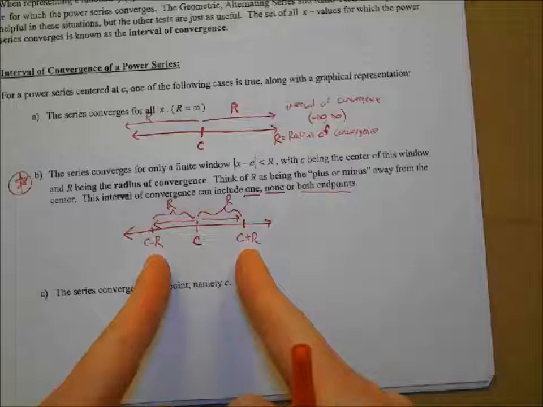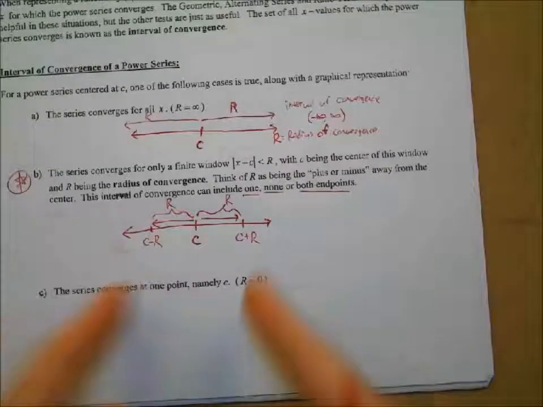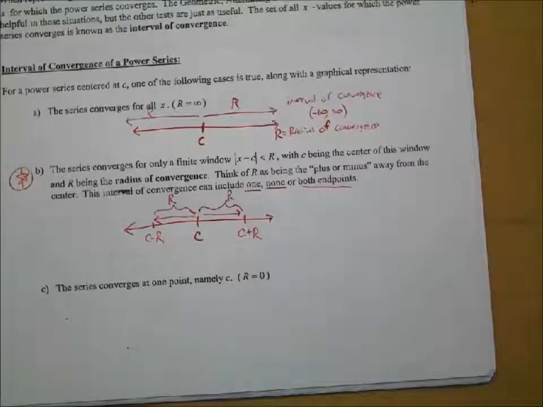Now we have a not infinite interval, I guess. I get a different kind of interval there, right? It doesn't go on forever. There are some x values that will work, some x values that will not work to make it converge.